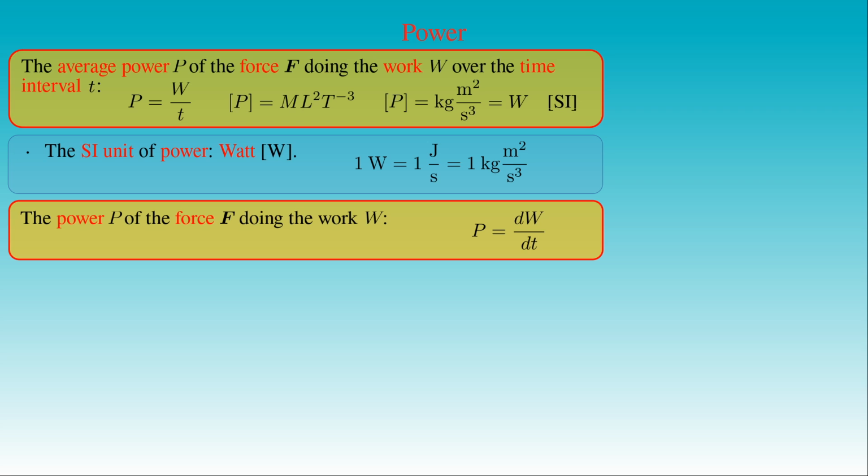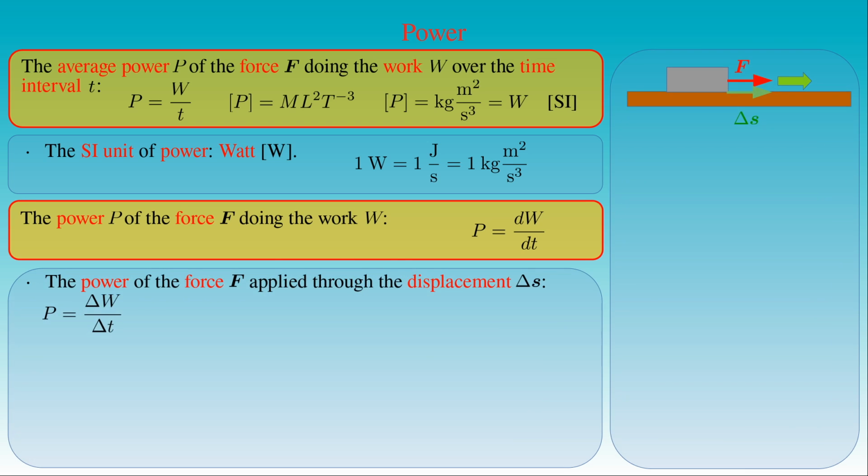The definition of the average power also helps us to express the power P of the force F performing the work delta W on a body over a small time interval delta t, if we substitute the scalar product of the force F and the displacement delta s covered by the body over the time interval delta t into the work delta W.